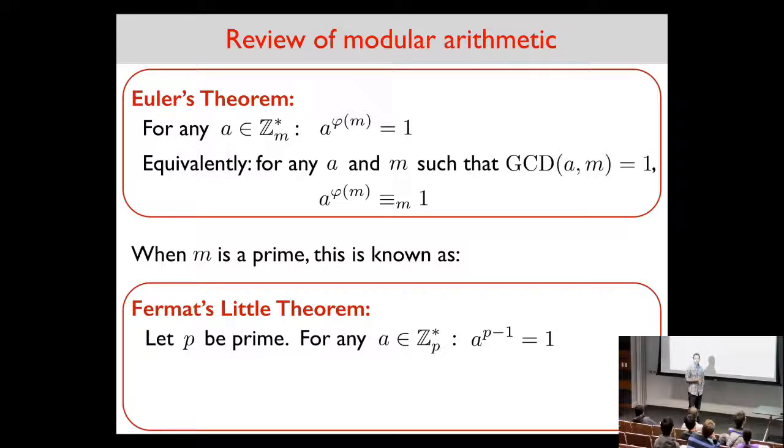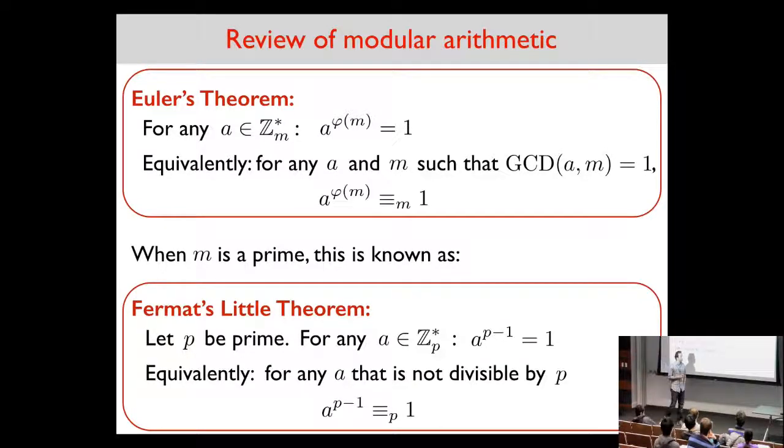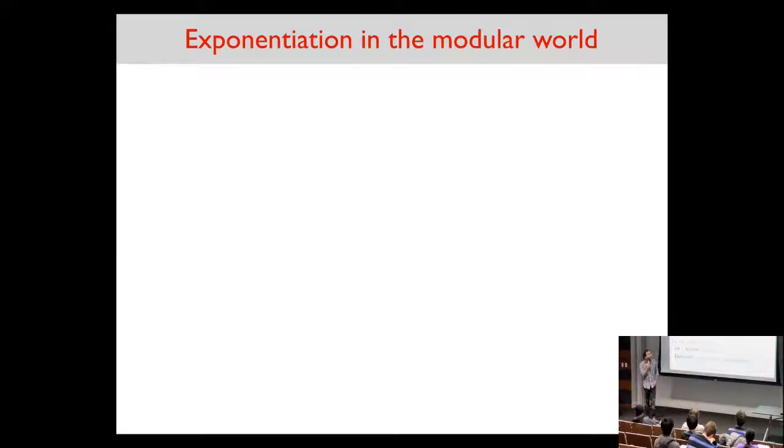A special case of this is when m equals a prime number, then it's called Fermat's little theorem. Fermat's little theorem for p prime: a to the p minus 1 is equal to 1, or equivalently, for any a that is not divisible by p, a to the p minus 1 is congruent to 1 mod p. Okay, so you can check your answer for the quiz here.